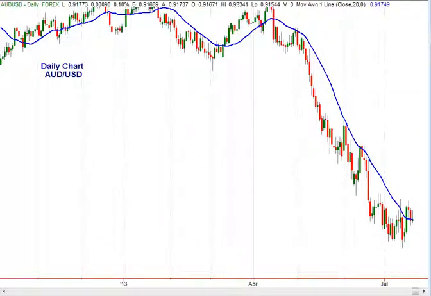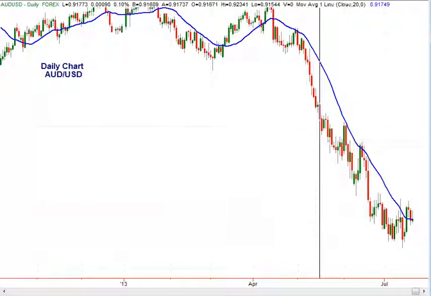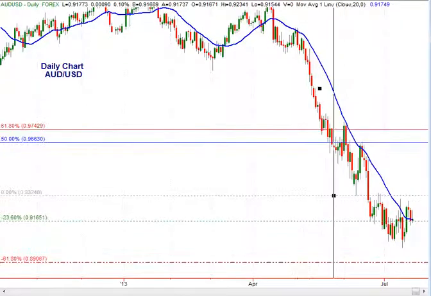At the moment, I think it's possible that price just continues lower here into the second target of this setup in the 0.9710. I hope this video is useful.